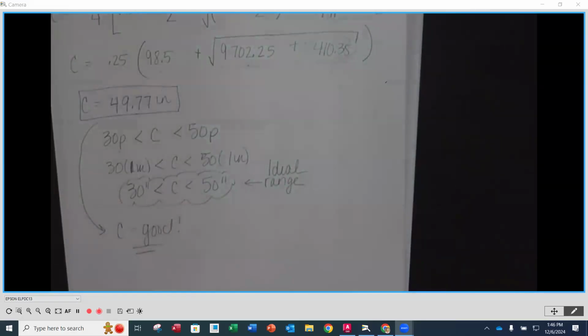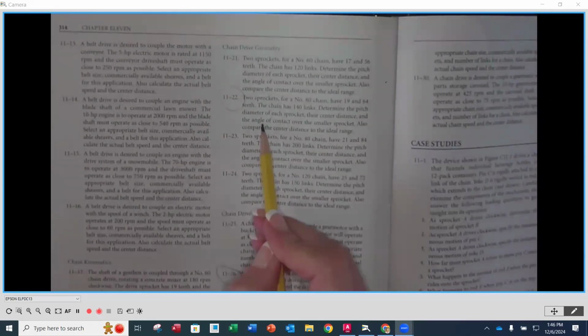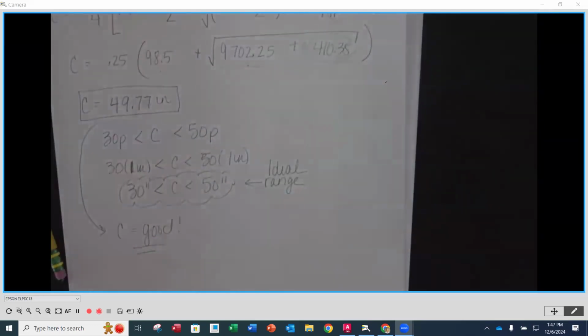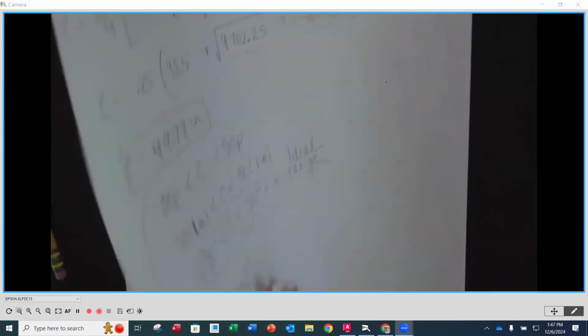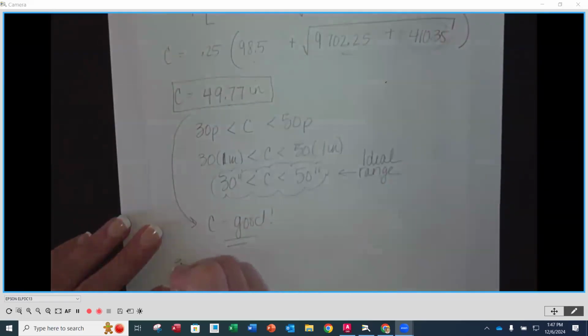And that should be all that you need. Oh, there is one more thing in this problem. It is asking us for the angle of contact on the smaller sprocket. So we do need to do that. So I don't want to forget that. So let's see if I'm on a number. So this was step 2. So step 3.